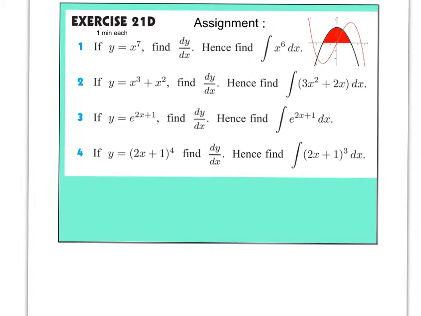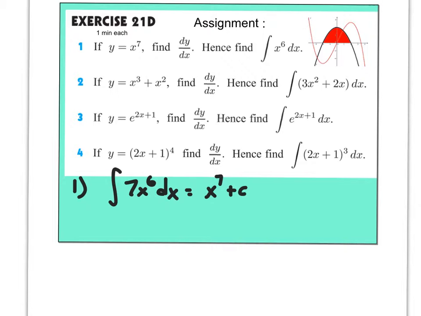Let's start with number 1. So if y equals x to the 7th, find dy/dx. Well, so basically I know that 7x to the 6th is the derivative of x to the 7th. Therefore, the integral of 7x to the 6th dx is equal to x to the 7th plus c. Hence find the integral of x to the sixth.